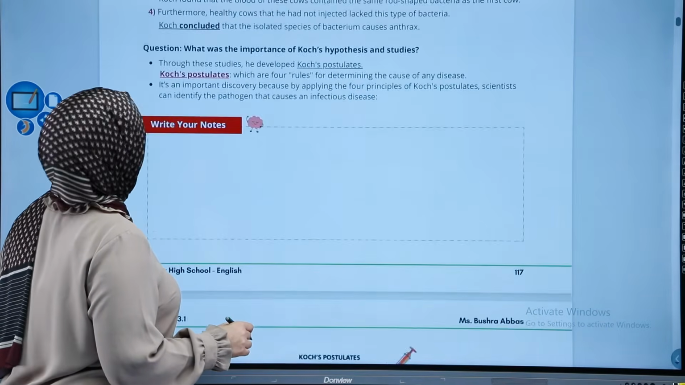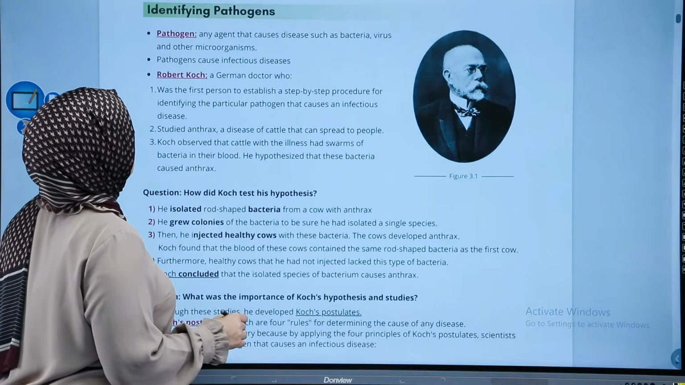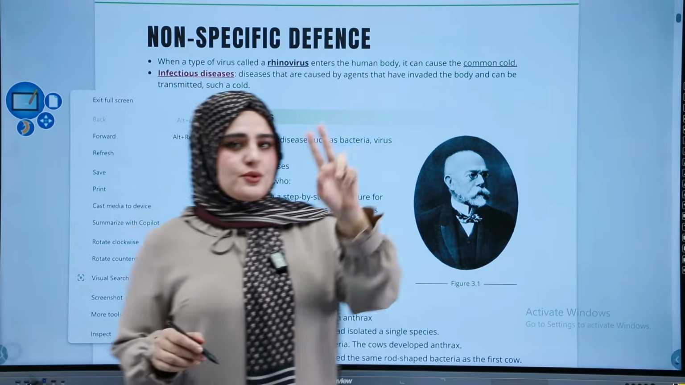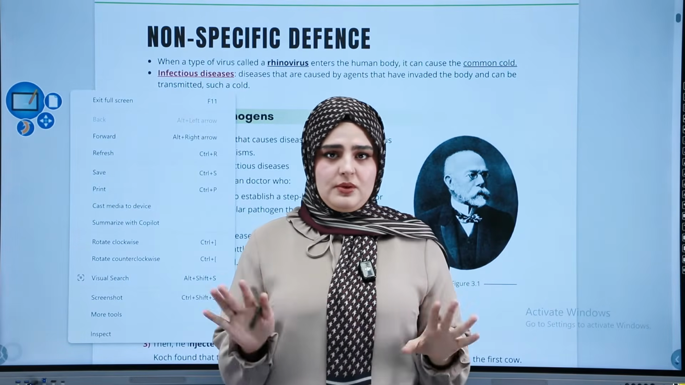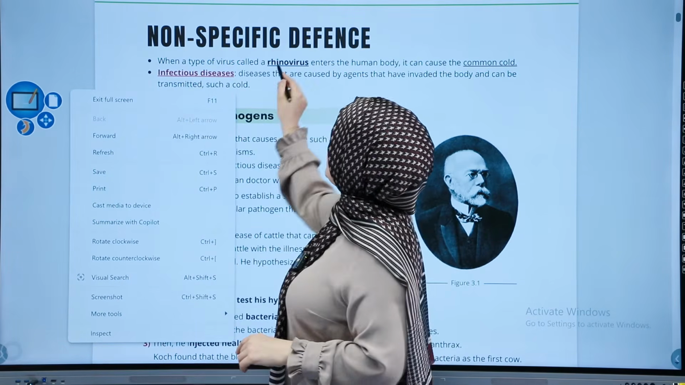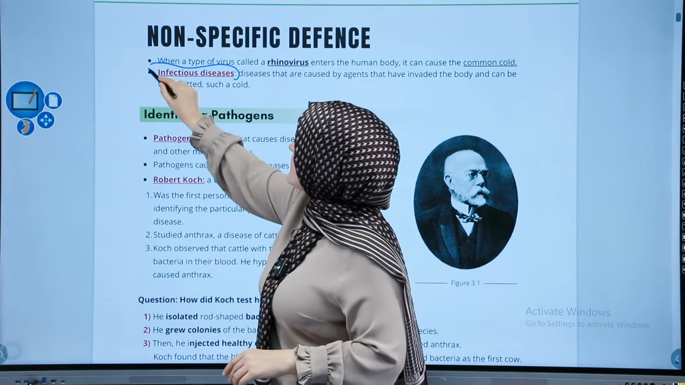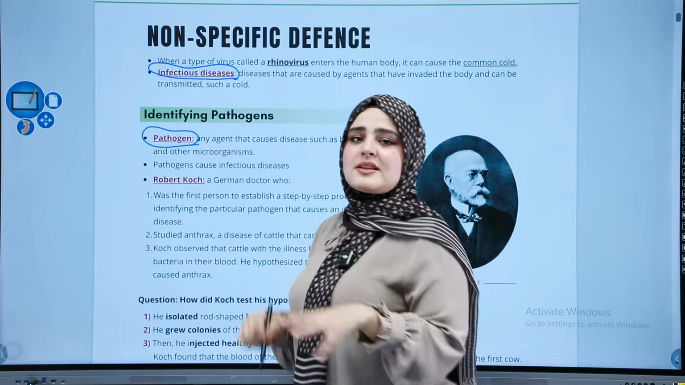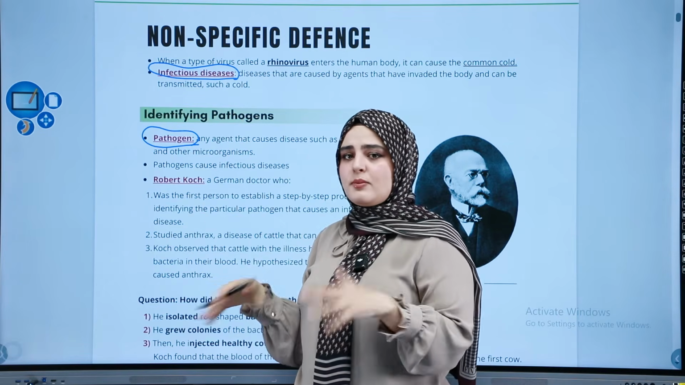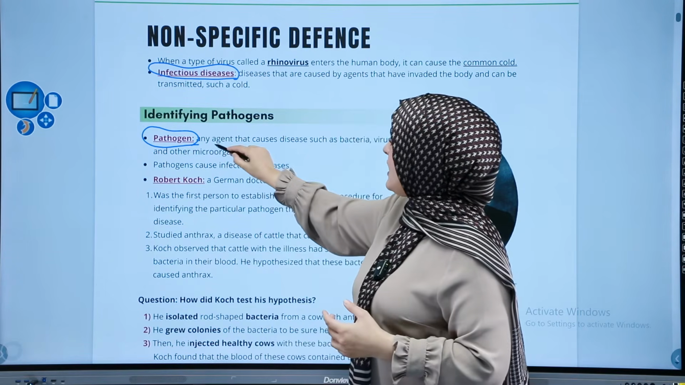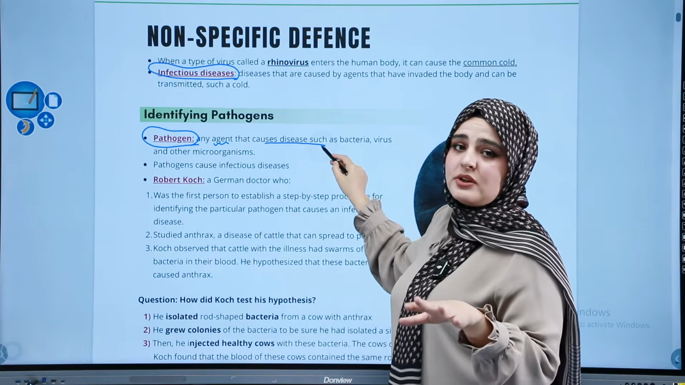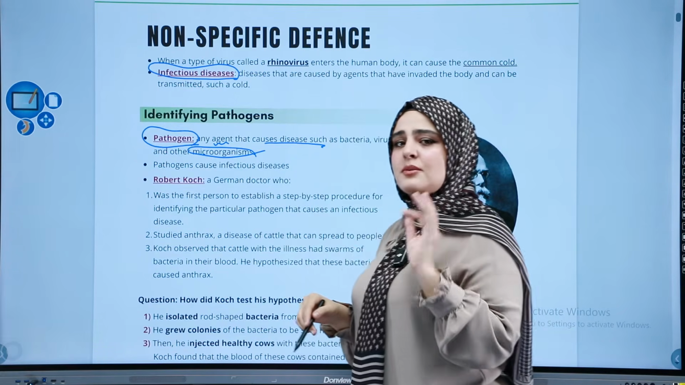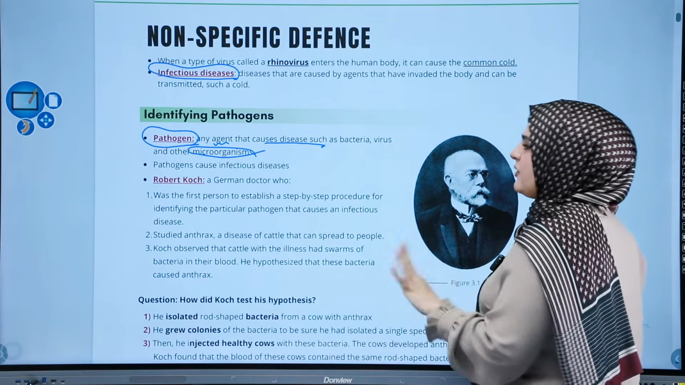We're starting section 1, which is non-specific immunity. Before we start the whole chapter, we need to know two things. The first is what infectious diseases are, and the second is what a pathogen is. Infectious diseases are any diseases caused by a pathogen. But what is a pathogen? It's an agent that causes disease. Usually it's a microorganism. It could be a bacteria, a fungus, a virus, a parasite, a protist, whatever it is.